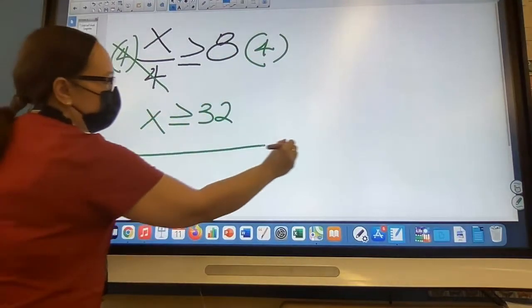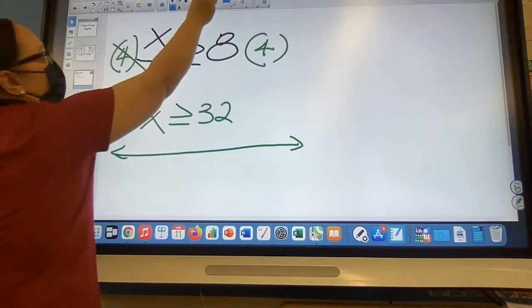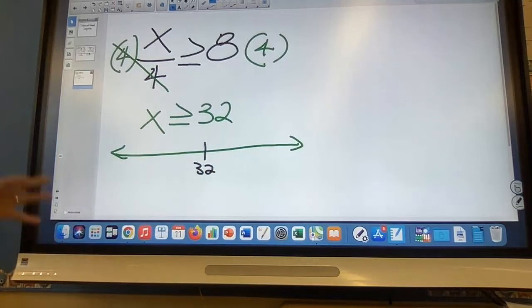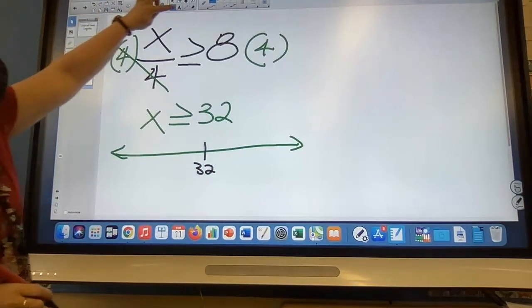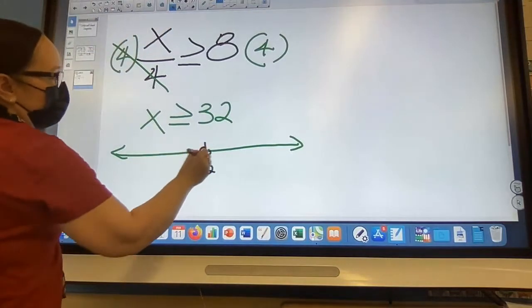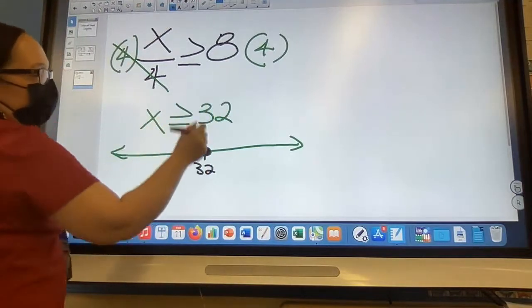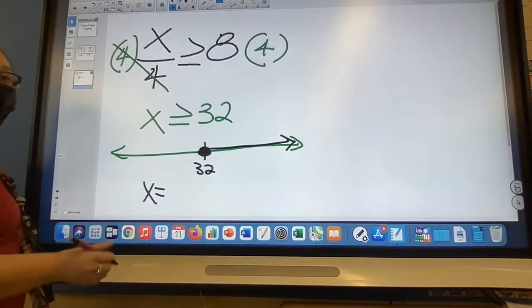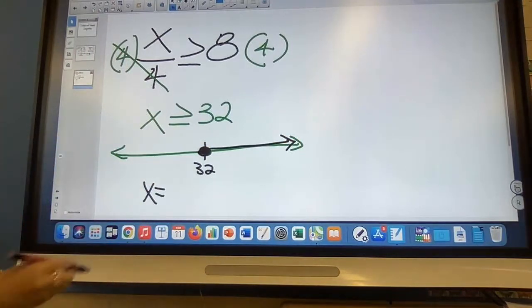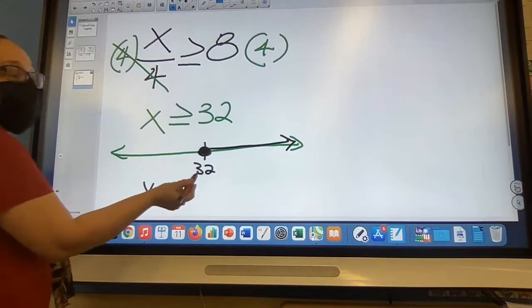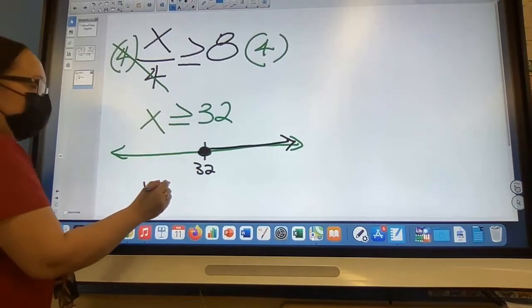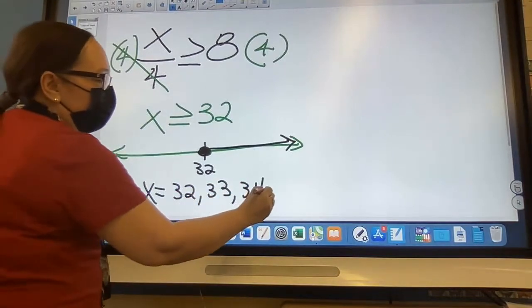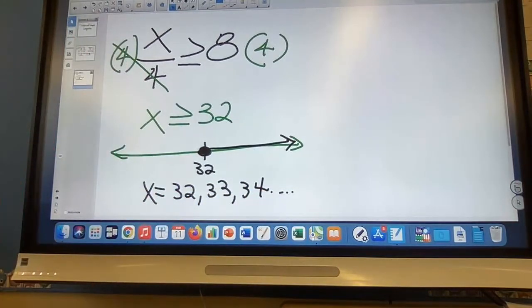And then we graph. And when we graph, it starts at 32. Should it be closed or should it be open? Closed. And it should go that way. So therefore, our possible solutions are, give me the first 3. Yes. Is 32 a possible answer? Yeah, so let's start with 32, 33, 34, and so on.